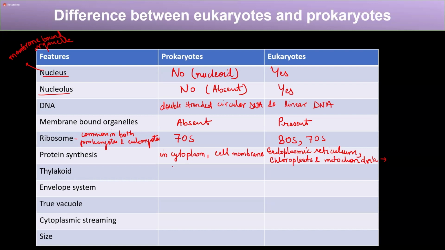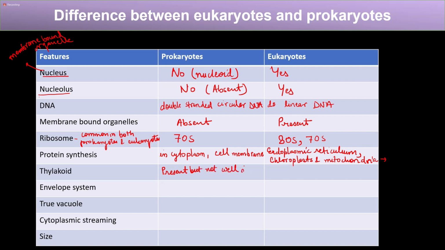Next, we'll talk about whether the cell contains thylakoid. Thylakoid is a special structure that is present in the chloroplast, as you will see. But in the case of prokaryotes also, this thylakoid is present. Okay, present but not well defined.